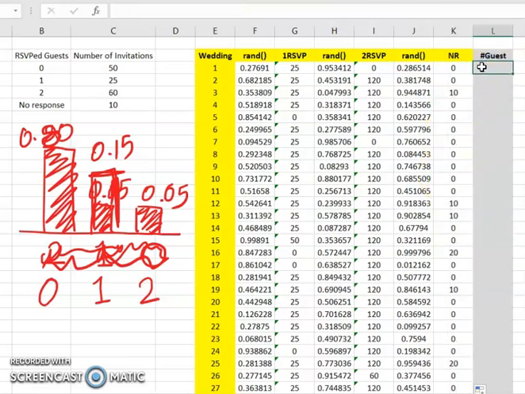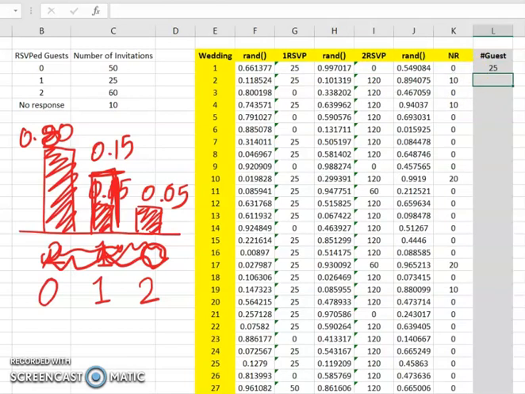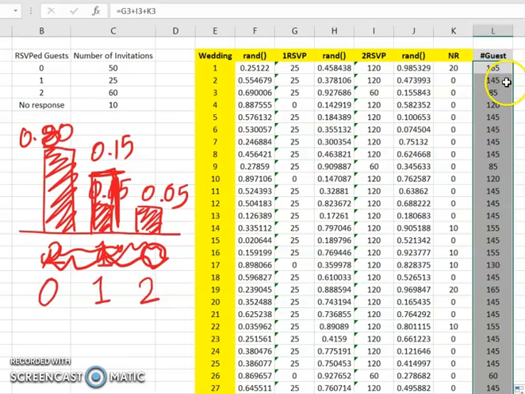Okay, now we can do the final calculation. The number of guests that we get for the first wedding would be these people here, plus these people here, and plus these people here. And when we populate it, we come up with this result. So now, according to this simulation, for example, in the first simulated wedding, the number of guests is 165. In the second simulated wedding, the number of guests is 145. In the third one, it is 85.